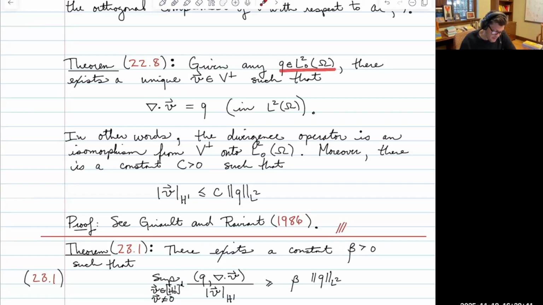Given any q in L02, so this is the L2 subspace of mean zero functions, there exists a unique V. Where is that V coming from? It's coming from V perp, such that the divergence of V is exactly equal to q. So this says, in other words, that the divergence operator is an isomorphism from this space, that's the domain, into this space, the range. An isomorphism, a one-to-one onto mapping.